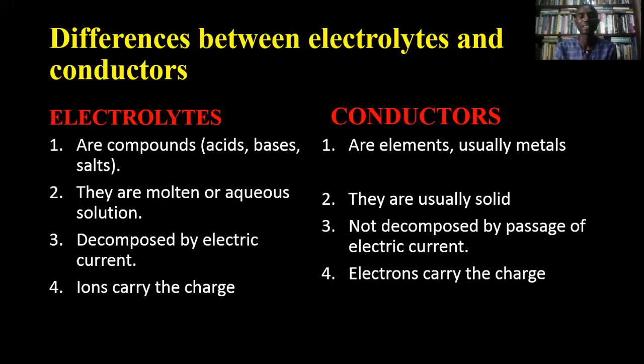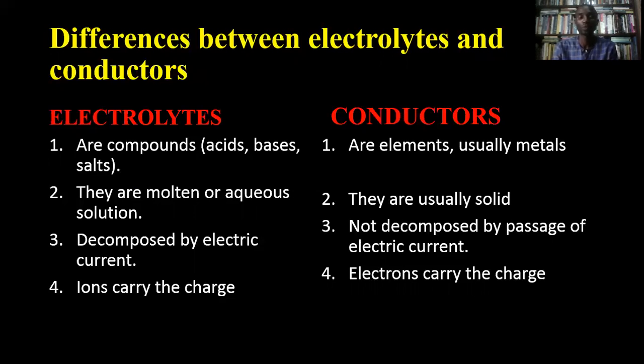Another difference is that electrolytes are decomposed by electric current. In the process, they get decomposed. But a conductor is not like that. It does not decompose by the passage of electric current. As we know, our electric wires, our aluminum wires around us, or any metallic object, if you touch it, it will shock you, or it carries the electric current, but it does not decompose. It remains what it is. So that is another difference.